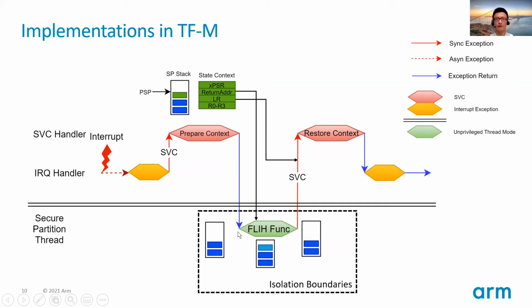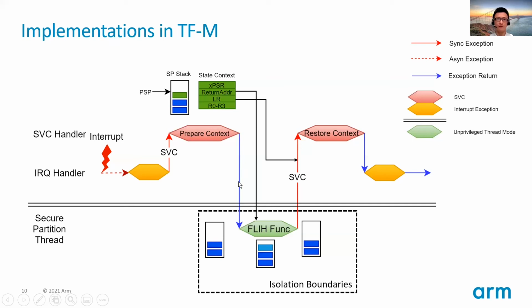If there is the need to switch isolation boundaries, you do the switching in the preparing context part. Yeah, and also as the state context is on the secure partition stack, you might need to set the current PSP to the top of the state context. Okay, then you are ready to do the exception return.